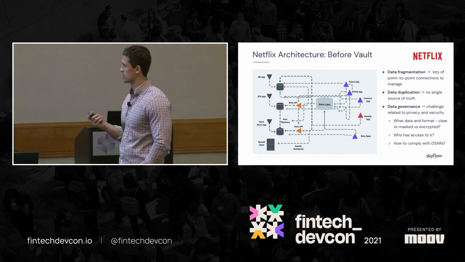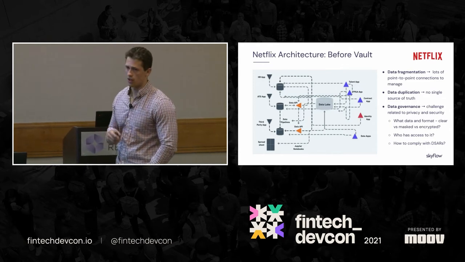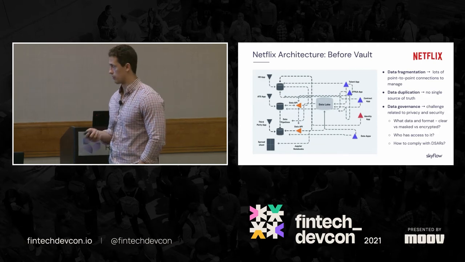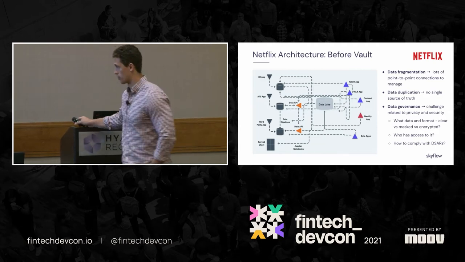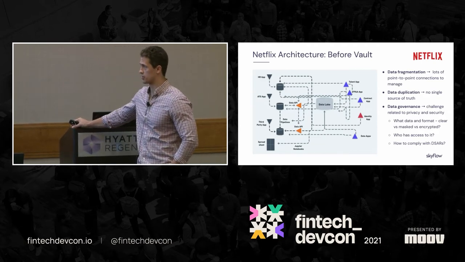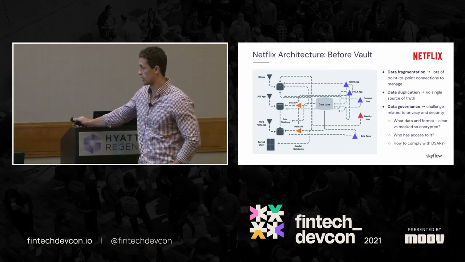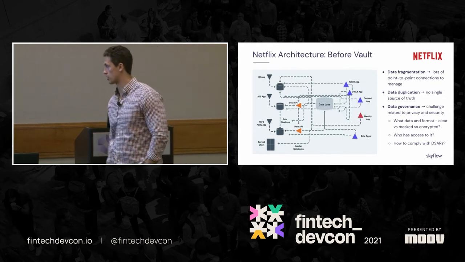One of the first ones was this idea of data fragmentation. So you have a lot of point-to-point solutions, a lot of point-to-point connections to manage. Think of it from an engineering perspective, that's super hard on your developers. There's a lot of overhead just making sure that these are consistently running. If one service goes down, how do you make sure that another service wasn't impacted? This can just keep you busy for a very long time without making any real progress.